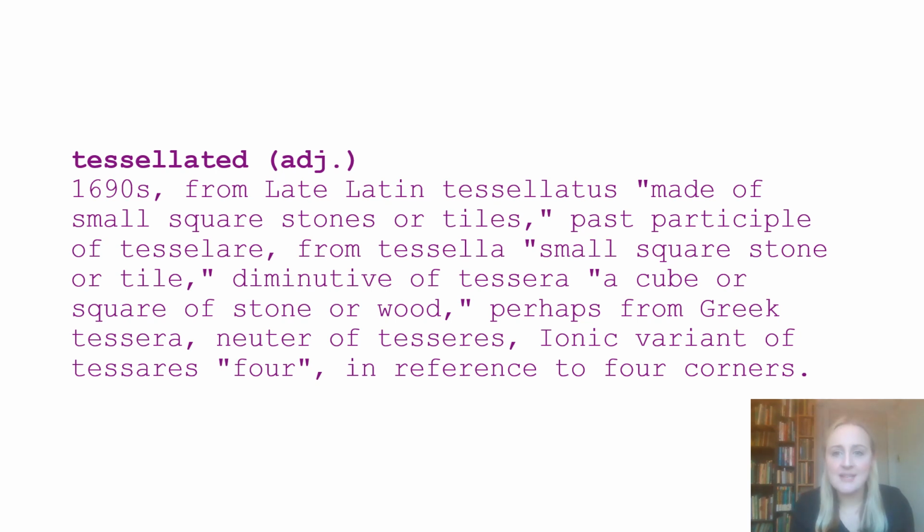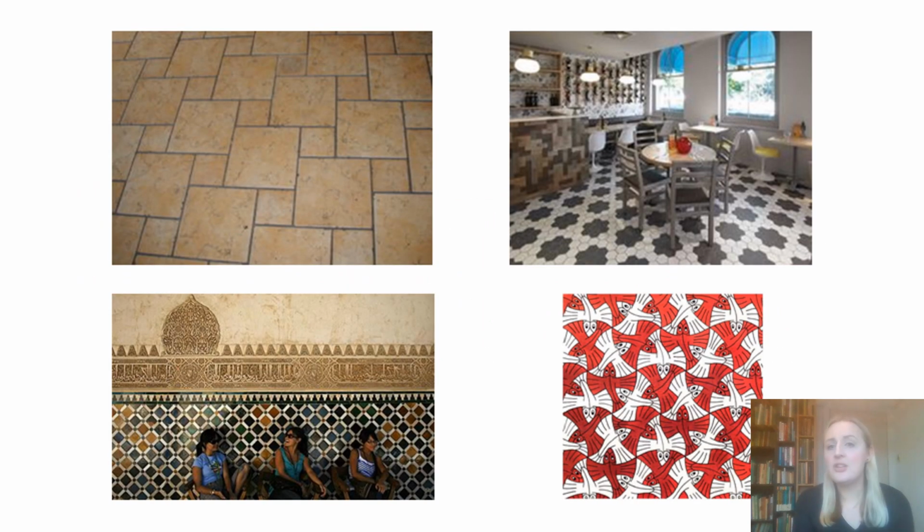There's some interesting stuff here about how the word tessellation comes originally from the word four, referring to four corners, although obviously it doesn't really relate to four so much anymore. But it's from the late Latin, meaning made of small square stones or tiles, and we can literally see them everywhere in the classroom. Oh, look, tessellation there, tessellation on the floor. And it's worth asking students, look around, where are the tessellations? And you can show them pictures like this.